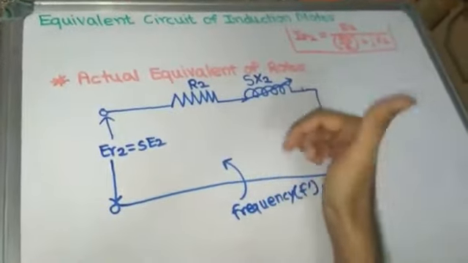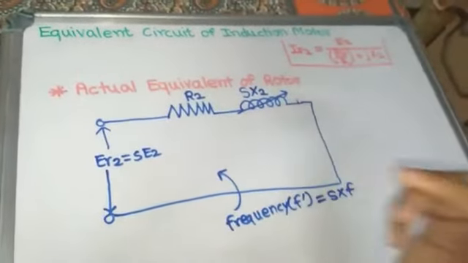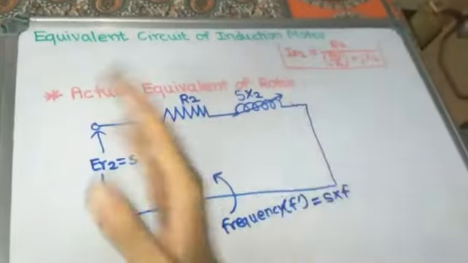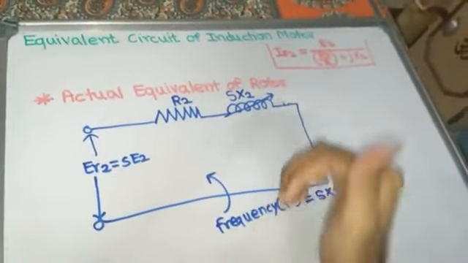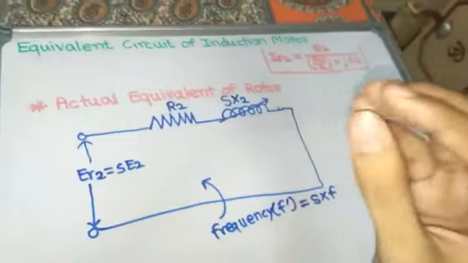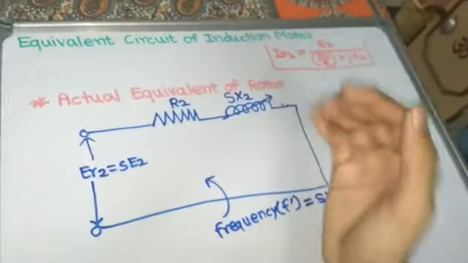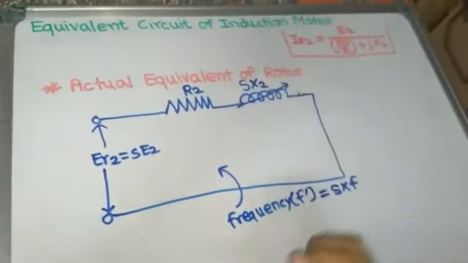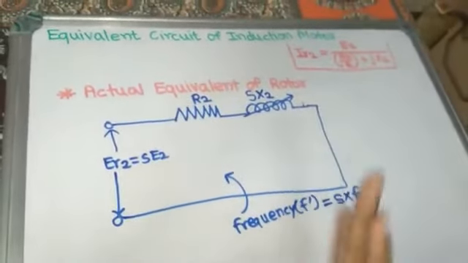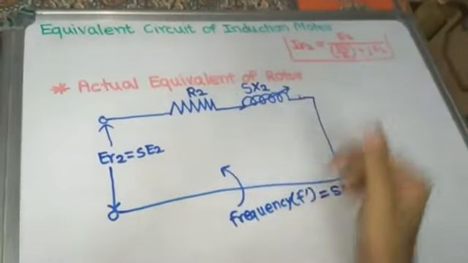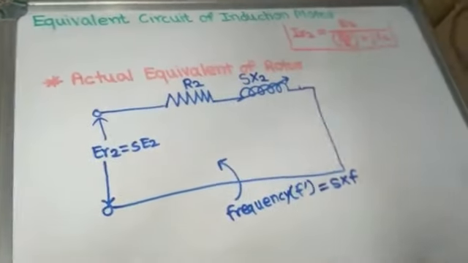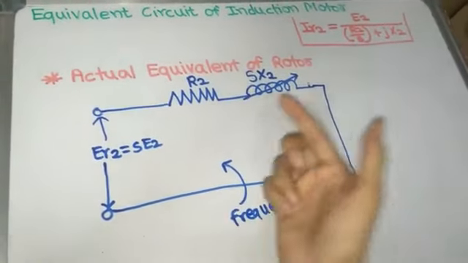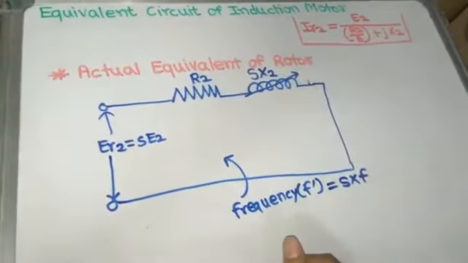And why do we make such an arrangement? To make the three-phase induction motor equivalent circuit equal to the transformer equivalent circuit, to show that a three-phase induction motor acts as a generalized transformer. To show that, we must say that the equivalent circuit of the three-phase induction motor is similar to that of a transformer, and to make that arrangement we should follow this method. So by this actual equivalent circuit of rotor, we can draw the modified equivalent circuit of rotor.